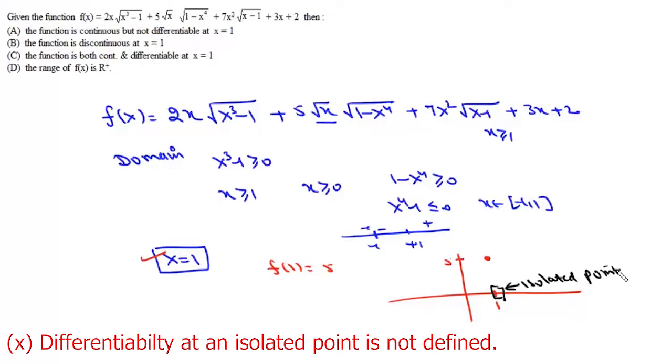And then literature says at this point the function will be continuous but not differentiable. So the function is continuous but not differentiable at x equals 1, and that's your option A.